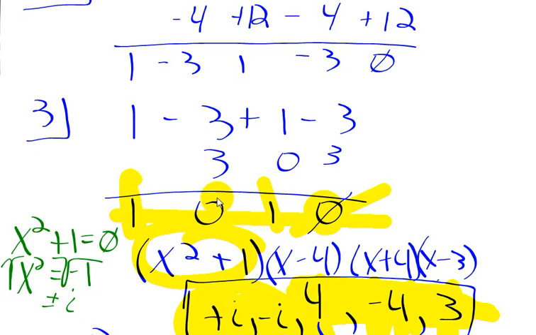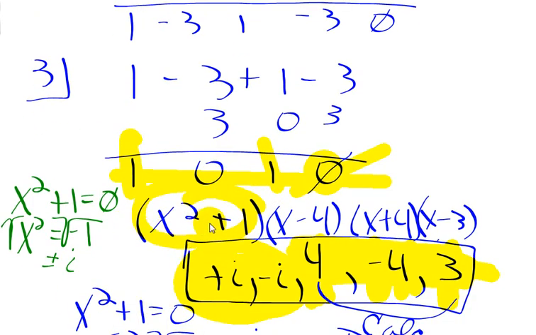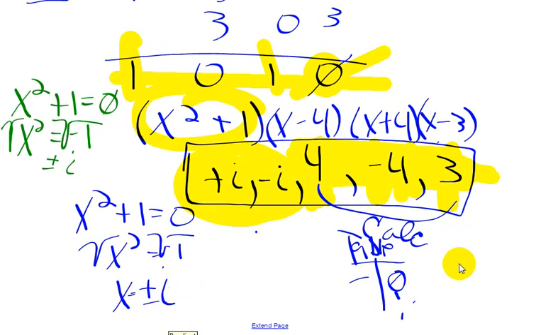Okay, so then you want to factor that out. Well, we know that that's going to be plus imaginary, plus i and negative i. So there's our 5 zeros: i, negative i, 4, -4, and 3.